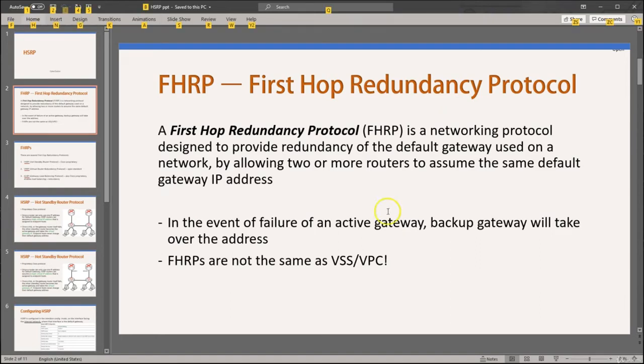I also mentioned here that these protocols are not the same as VSS and VPC because my students usually ask that. If you're not familiar with it, VSS, short for Virtual Switching System, is also some kind of redundancy, but completely different. It stacks several physical switches into one virtual device with the goal of increasing efficiency, bandwidth, and so on. Those are usually used in a network core, where FHRP protocols are used on gateways, which are naturally placed at the network edge.